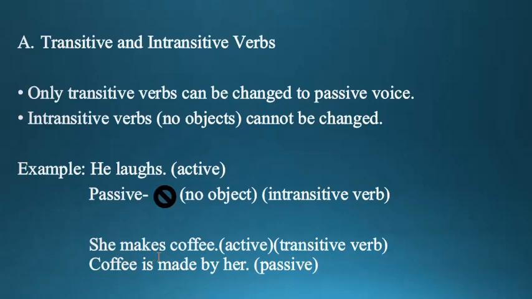See, make is a verb and the V3 form is made. So coffee is made by she. She becomes her. Okay, so coffee is made by her, as the passive form of the sentence. I hope it's clear. Transitive and intransitive verbs.